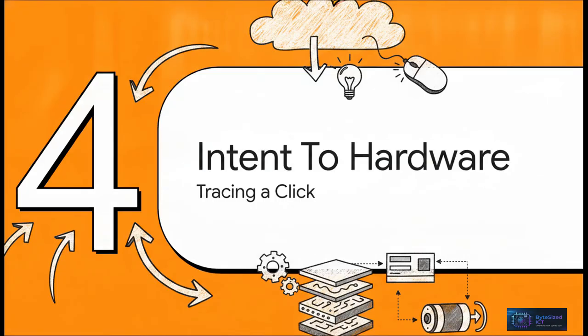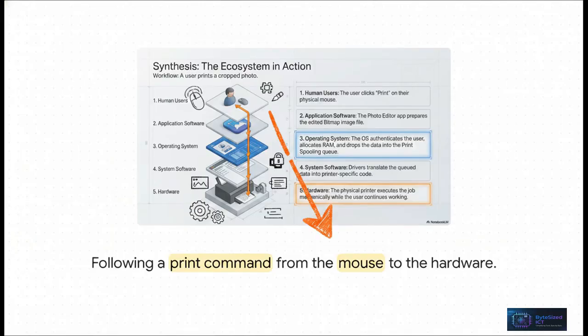Which brings us to Section 4, translating intent to hardware. All right, main event time. Let's trace a click down that entire software ecosystem in action. Say a user is printing a cropped photo. It starts with a human clicking print on the mouse. The app prepares the file and hands it down to the operating system. The OS allocates the RAM and drops the data into a queue.